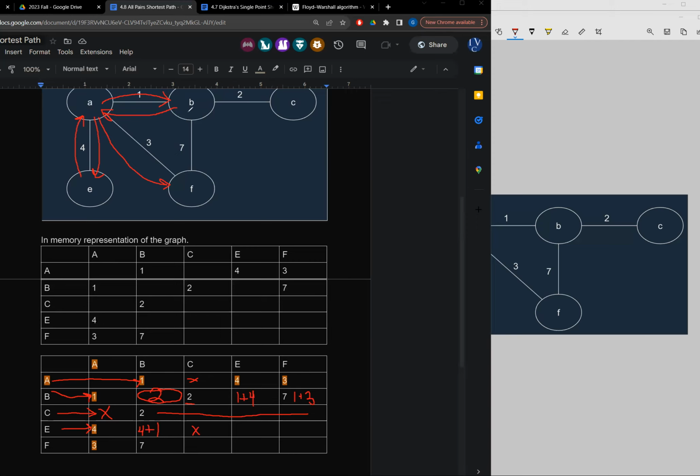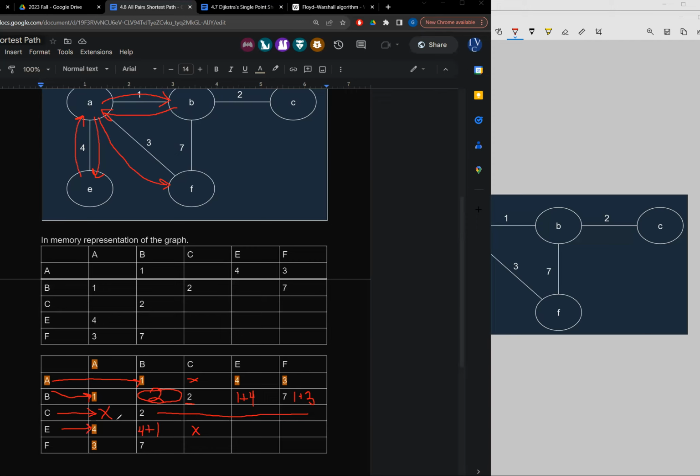Why can't C go to A? Because there's no edge from A to C. And the path from A to B to C is not yet known. We'll only know that once we've used B as our jump vertex. And then that data will get its way into the matrix.